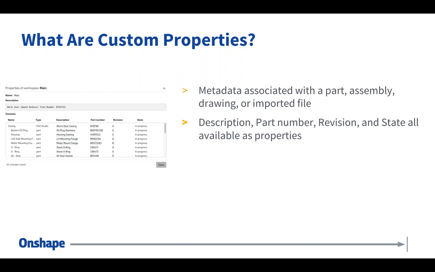Oftentimes, again, think of it as little bits of information you may need to associate with a part. Description, part number, revision is another one. Maybe I'm revision C, revision D. That's a bit of information that I want to associate with it. So that's a simple explanation of what a custom property is. Again, you may hear it referred to as just properties, metadata. There's a lot of names for describing it.